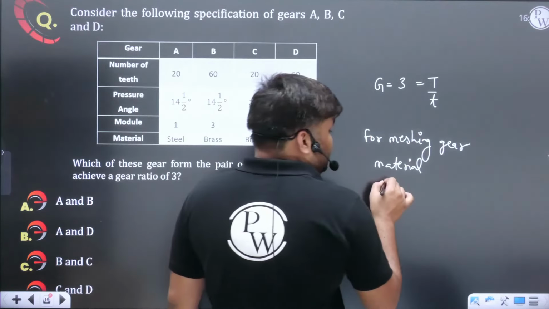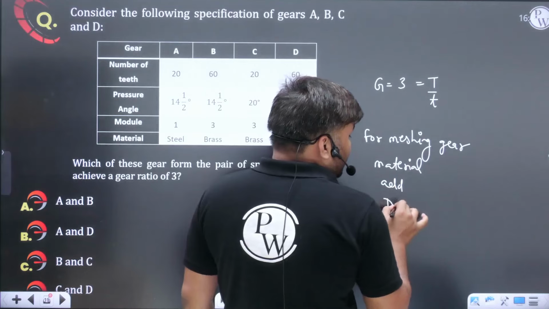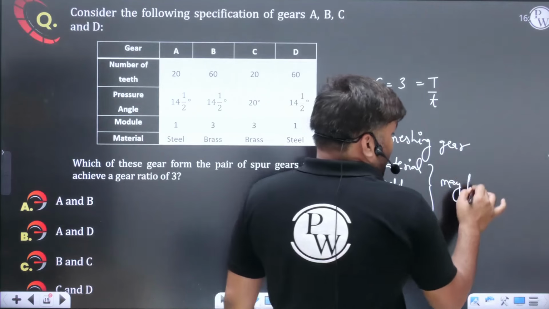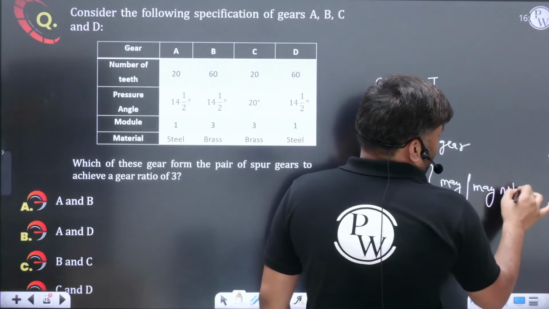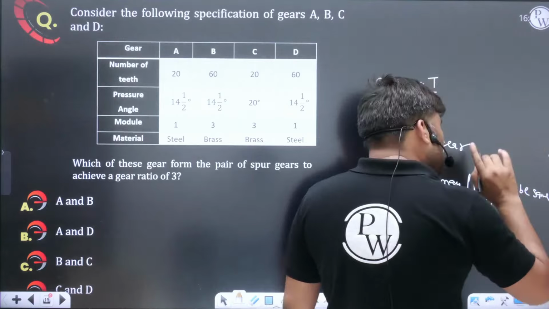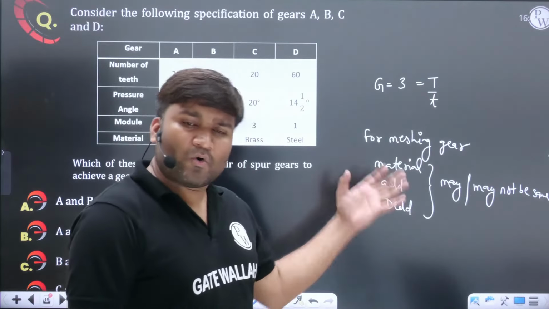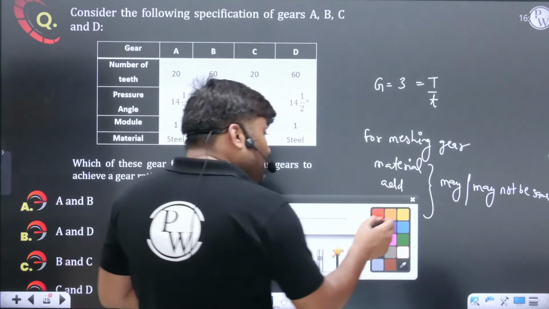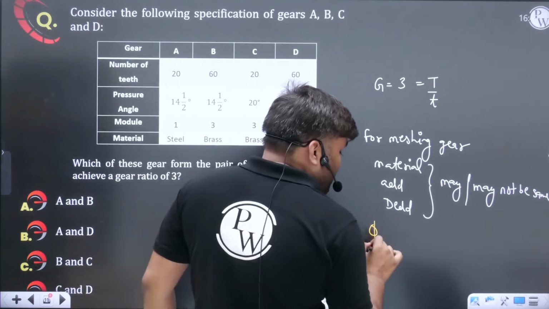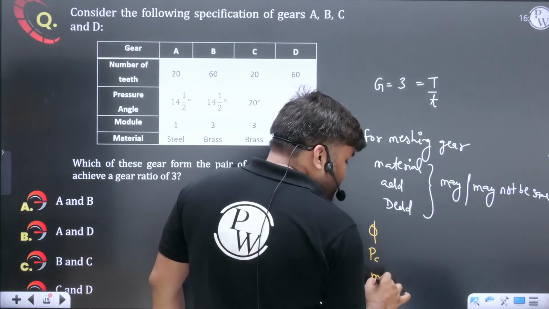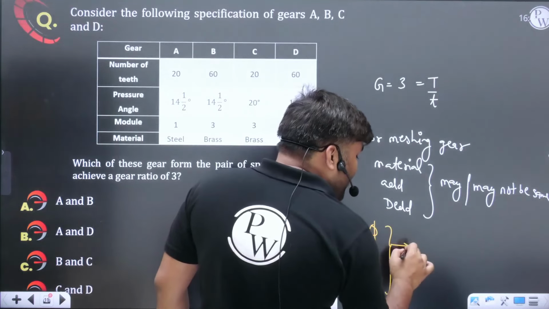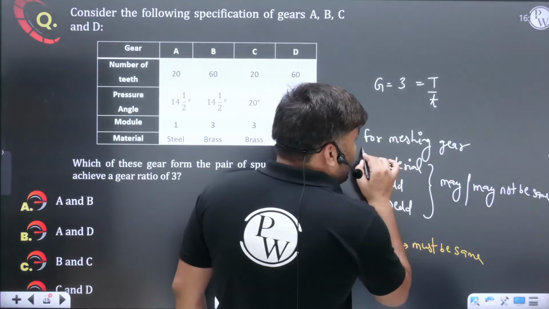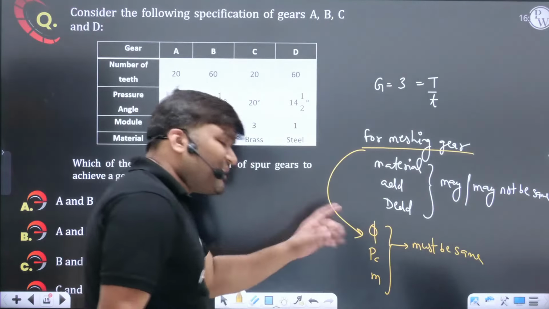The value of addendum, even dedendum, these values may or may not be the same. There is no such compulsion. If they are given the same, okay. If they are not the same, okay. They can form a pair, definitely. But for meshing gears, pressure angle, circular pitch, module, diametral pitch, these values must be the same. Otherwise, they will not form a pair.